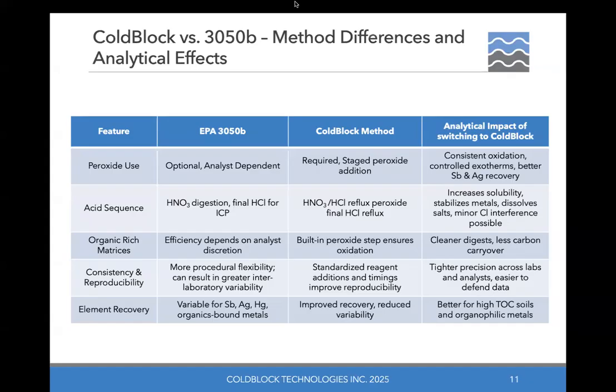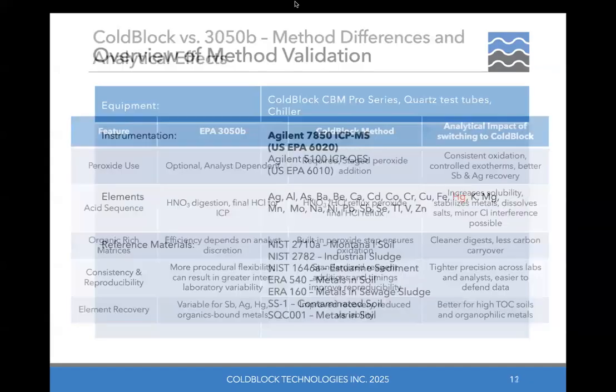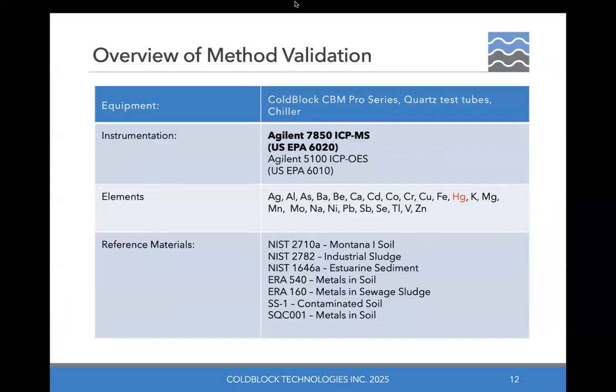So let's discuss now how the ColdBlock soil method was validated. On the bottom of the slide, you can see the reference materials that were used in the validation of the ColdBlock method. Why these CRMs? In our discussions with the EPA and with subsequent investigations, we learned that these were the CRMs that the EPA was working with to validate an updated 3050 method. So we chose to use the same CRMs.